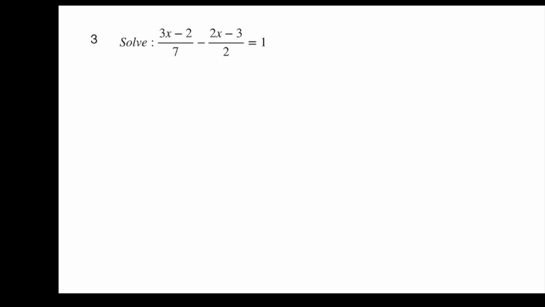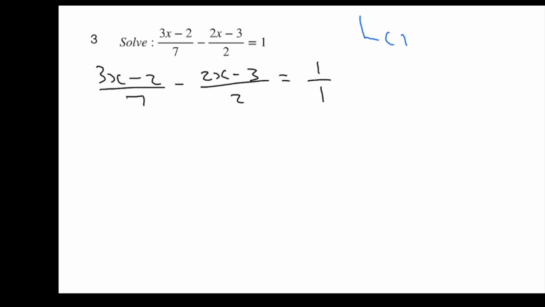Let's look at another example. Once again, I would advise you to copy down the equation and write that 1 there as a fraction as well. So 1 means 1 over 1. Then identify the lowest common denominator. In this case, the lowest common denominator should be 14. So we are going to change all those denominators into 14.